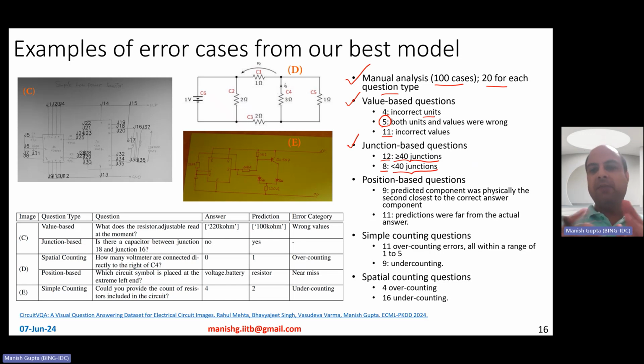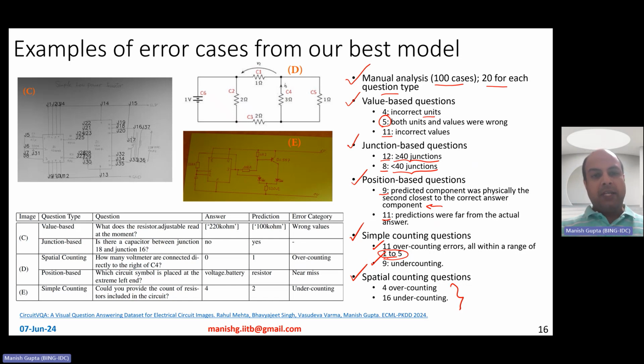So generally, we observe that the more the junctions, the more difficult the complexity of answering becomes, and therefore it does make errors. For position-based questions, 9 of them predicted a component which was physically the second closest to the correct component. So 9 of them were near misses. 11 of them were far misses because predictions were far away from the actual component. Simple counting questions, 11 of them were overcounting, 9 of them were undercounting. Overcounting was within a range of 1 to 5, so not too much over. Special counting questions, 4 of them were overcounting, 16 of them were undercounting.